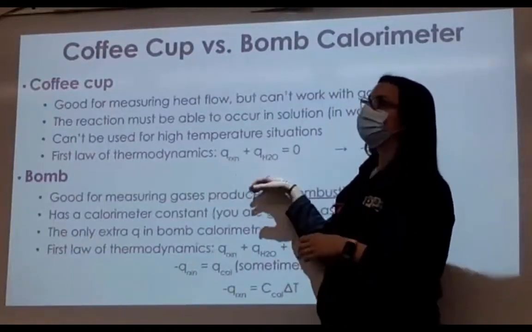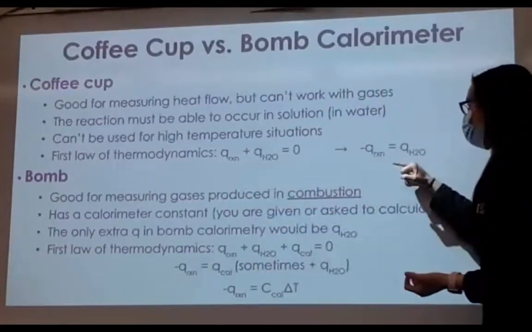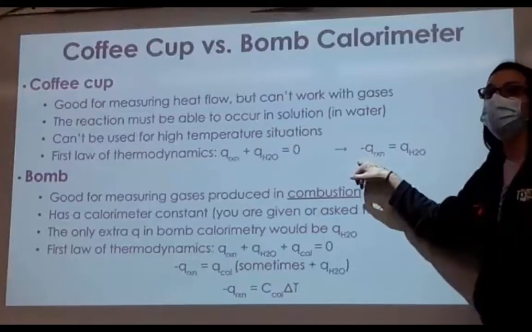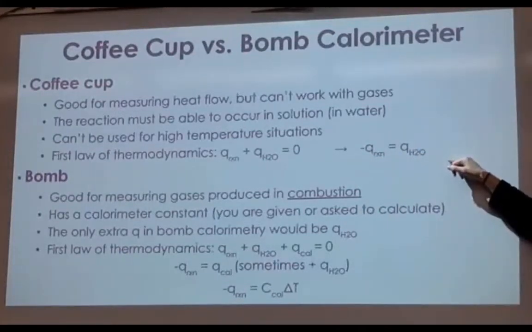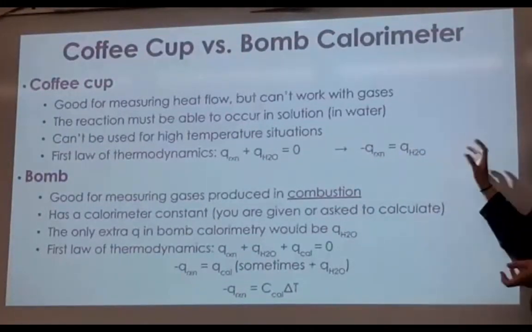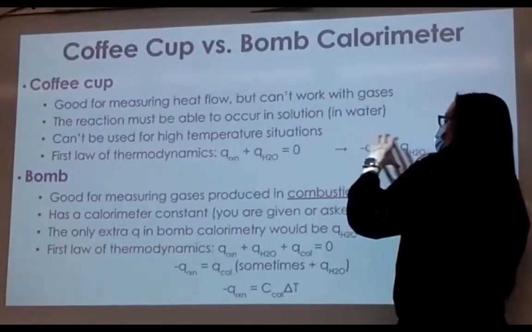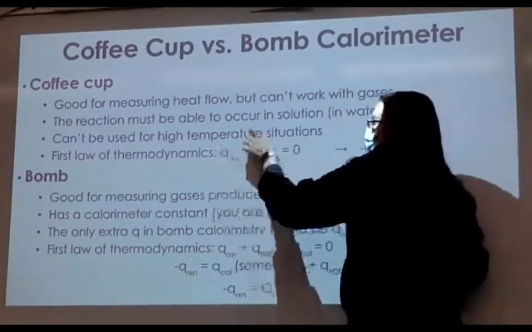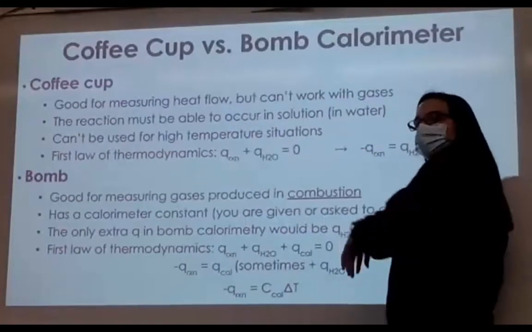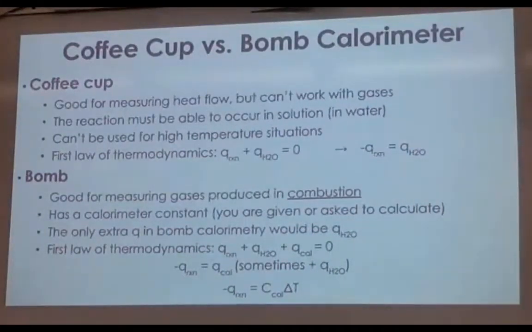This is how we get the idea of what we used in the specific heat lab, that, for example, negative Q of metal equals Q of water. We said all of the heat that was released by the metal had to be absorbed by the water. That's due to the first law of thermodynamics. They have to add up to equal 0.